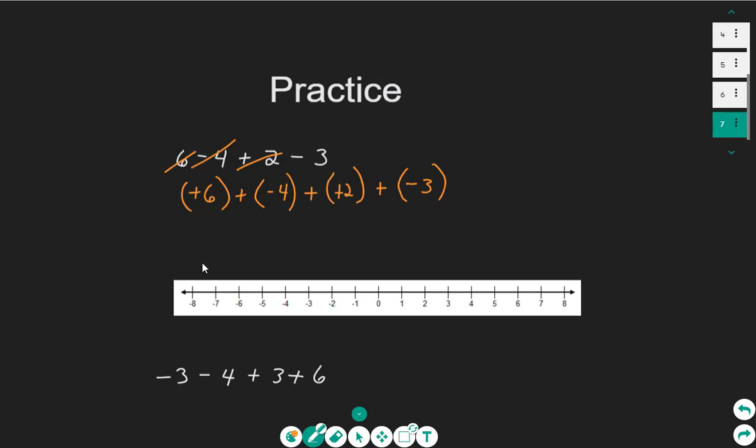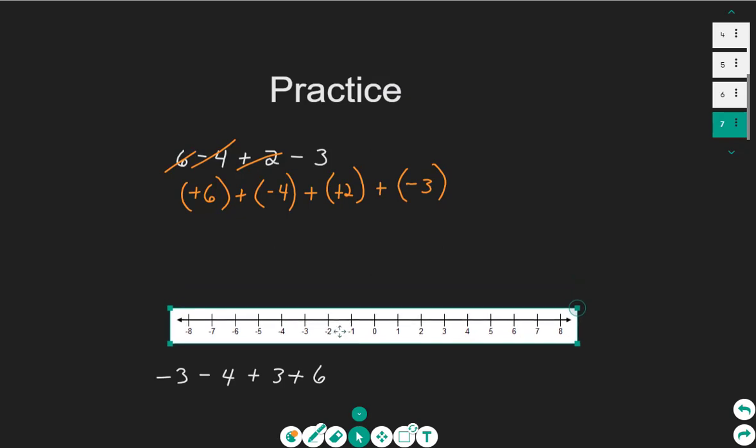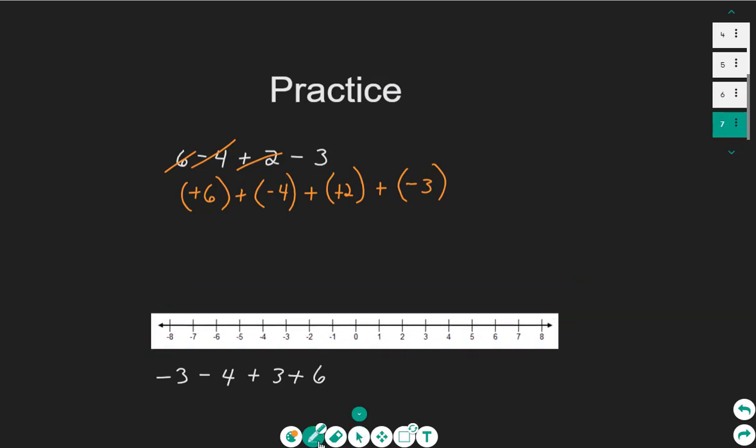All right. Now we can go ahead and use our number line, which I might need to move because I think we're going to need more room for this. We'll move it down here. And from the number line, we'll arrive at the solution here. So we always start at 0.